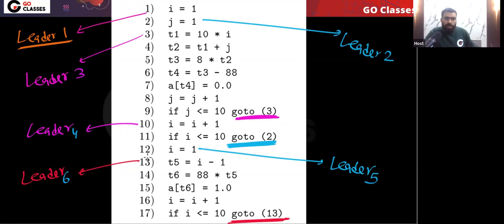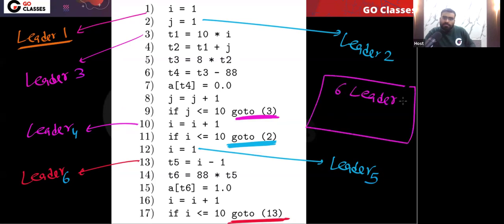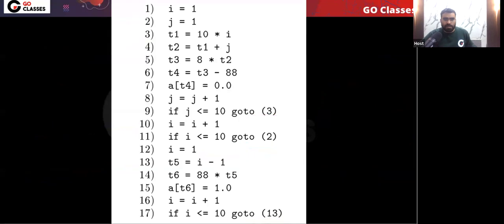Now, how many basic blocks will be there? Remember, there will be 6 leaders, so there will be 6 basic blocks in total. And what will be the basic blocks? Can you tell me which are going to be the basic blocks in this code?